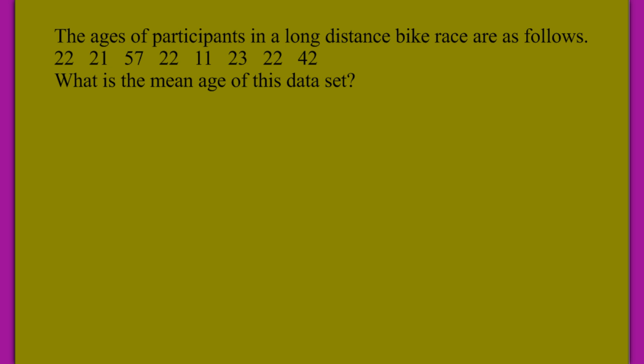Okay, there are two steps to finding the mean. The first is to add up all the numbers in your data set, and then you will divide by the number of numbers that you have in your data set. So we're going to divide by the population of our data set. And when I look at this one, I have 1, 2, 3, 4, 5, 6, 7, 8 numbers. So I'm going to end up dividing my sum by 8.